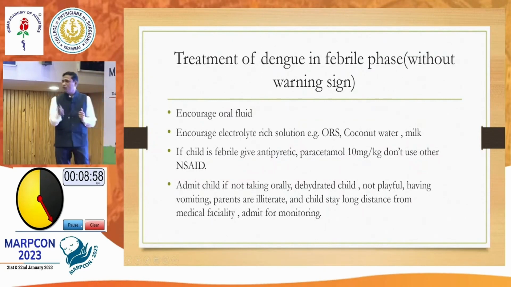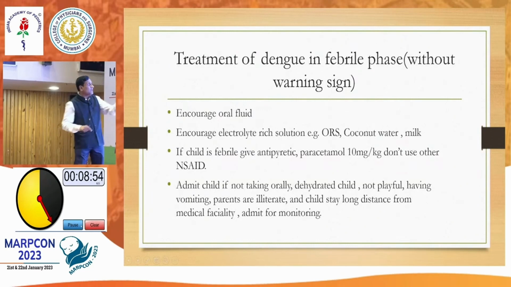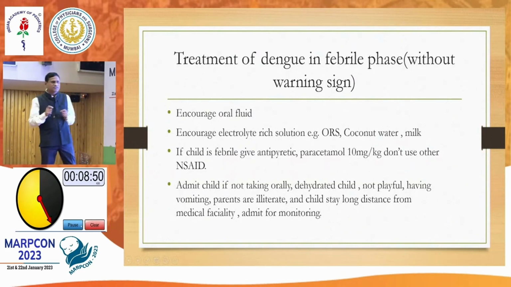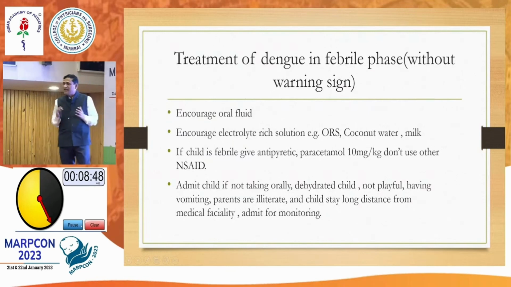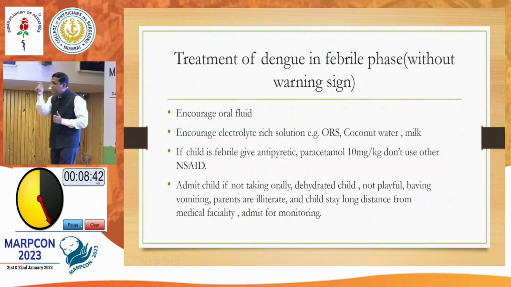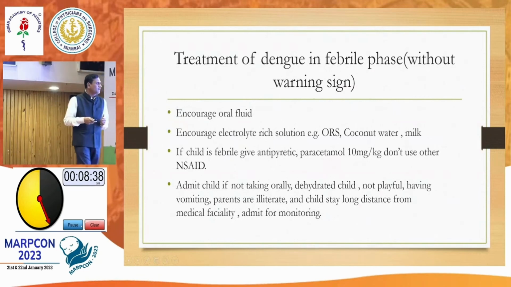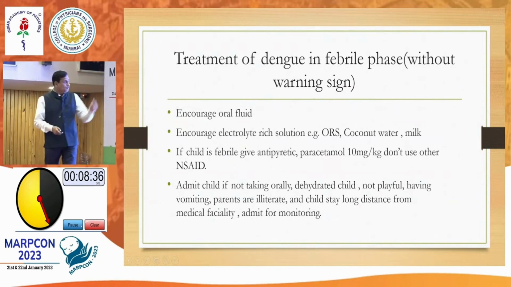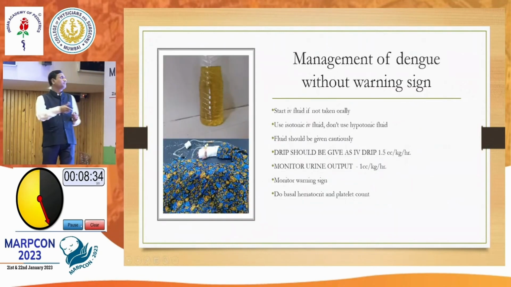You have to restrict the dose, that is 10 mg per kg per dose. When is admission of the child required in the febrile phase? If the child is having repeated vomiting, dehydration, is not taking orally, or the parents are not capable of monitoring the child at home, that is illiterate parents, or the child stays at a distance from the medical facility, you have to admit this child for monitoring.